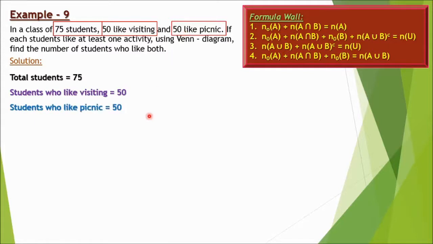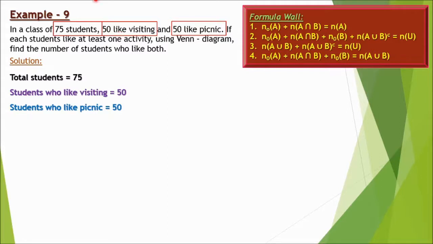Now these numbers are for some activity, isn't it? This is for the entire set of 75, where our solution is based on 75 students. Among them, some like visiting, some like picnic, and some like both activities. So our calculation is based on 75, but among them 50 like visiting and 50 like picnic. So the total here is 100, but as I've already told you, we are doing our calculation on 75 students. So there are a few students who are common, who have a common interest like visiting and picnic both.